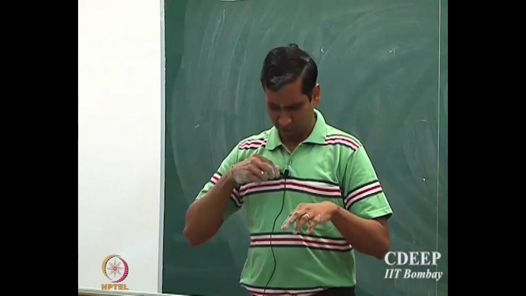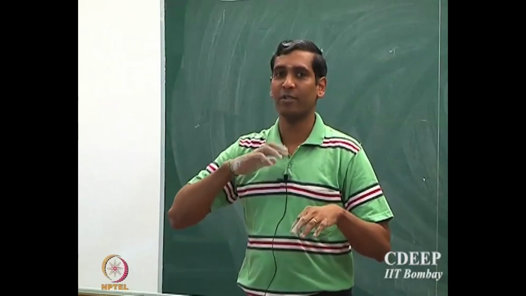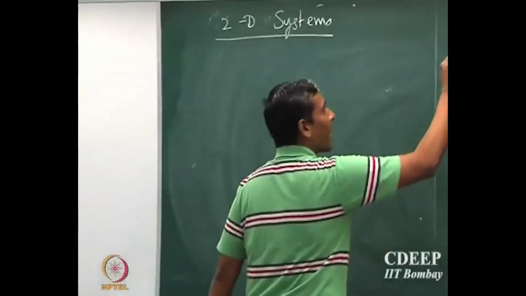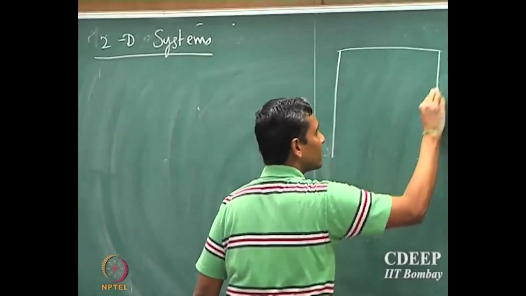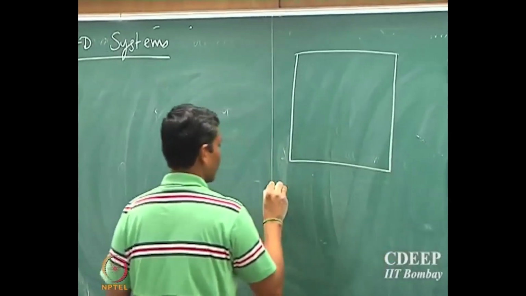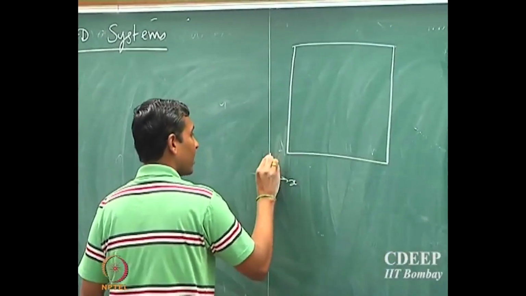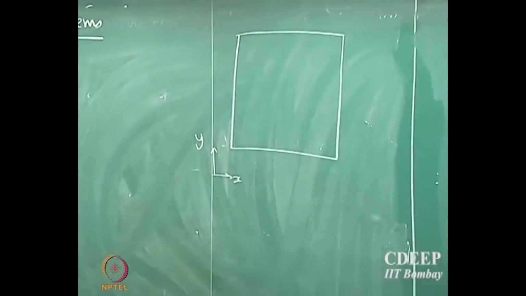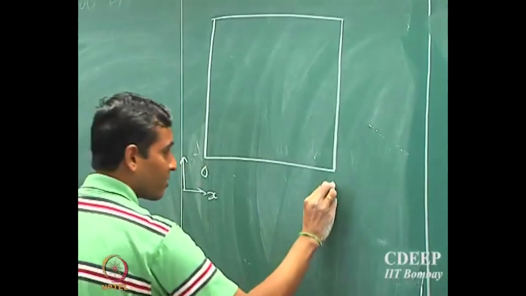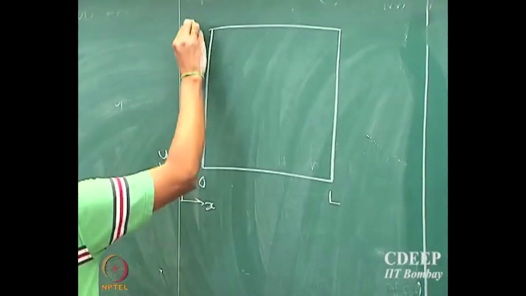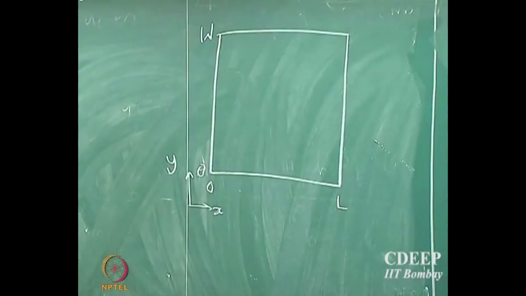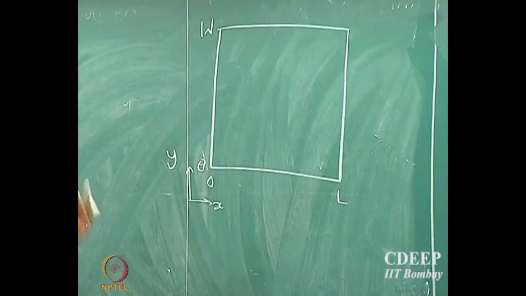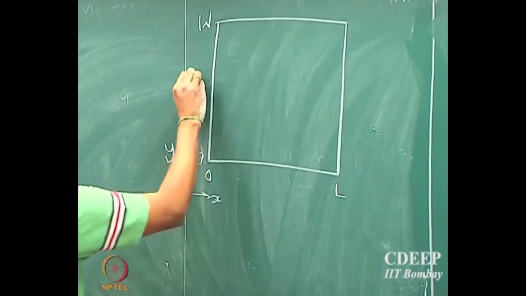I would like to bring to your notice that a 3D system is just an extension of what you would see in a 2D. So let's take a simple slab, a 2D slab. This is the x direction, and this is the y direction. So you need two coordinates, and let's say the length in the x direction is L, and the width is W. And in principle, if it is 3D, there will be a third dimension which is outside the board.